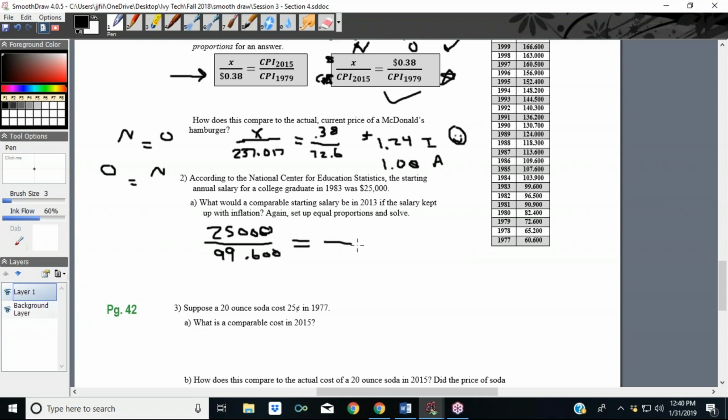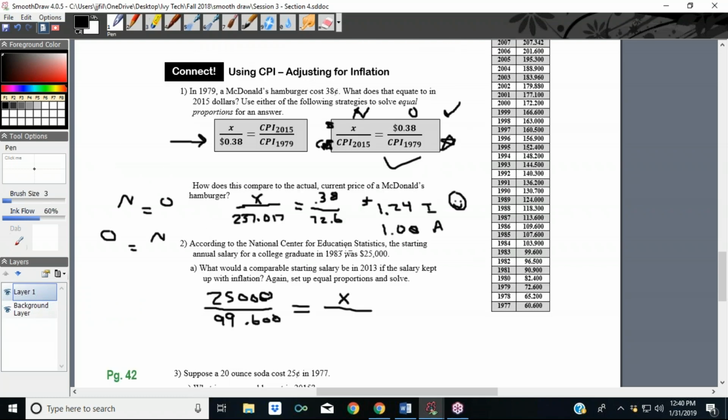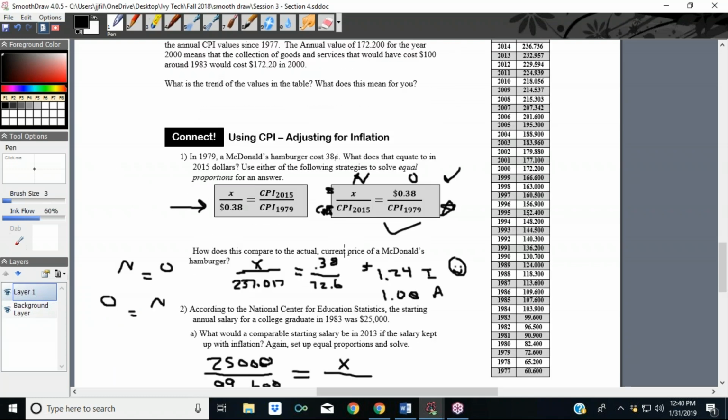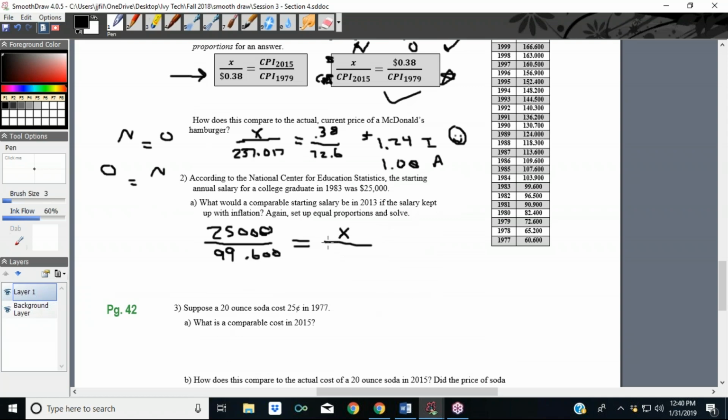And then looking at 2013, we're trying to find out what the salary would be, and we need the CPI for 2013. And it looks like 232.957.